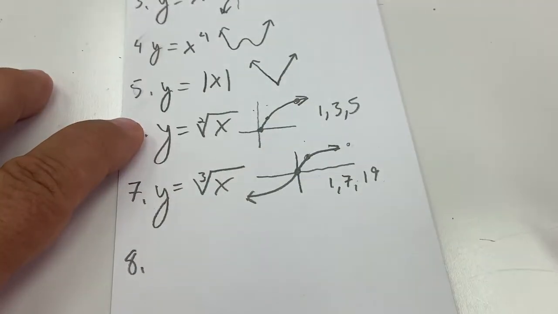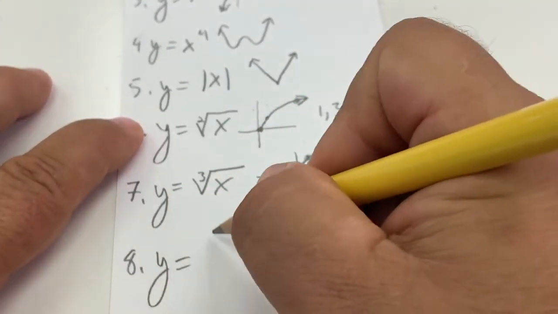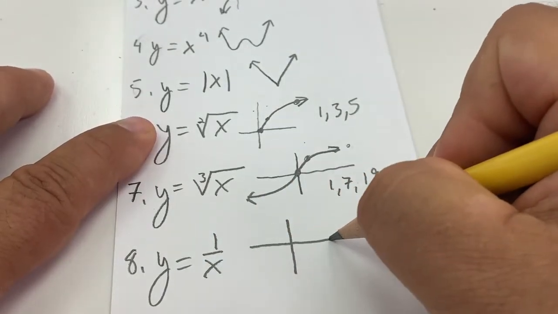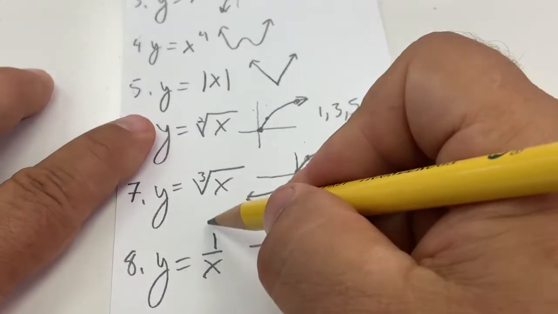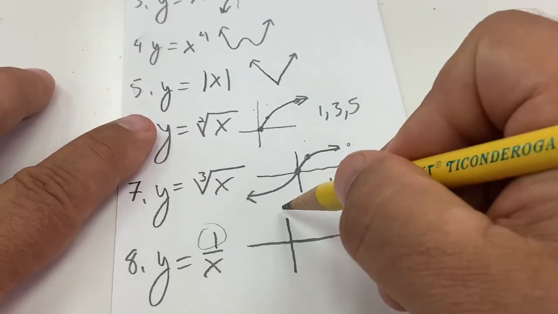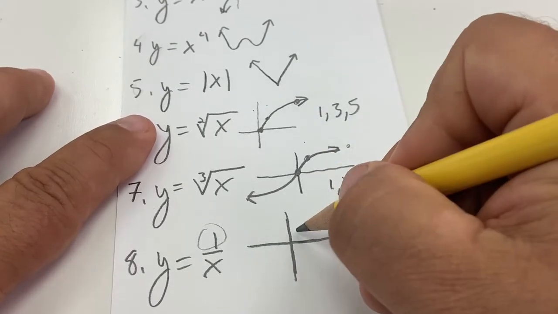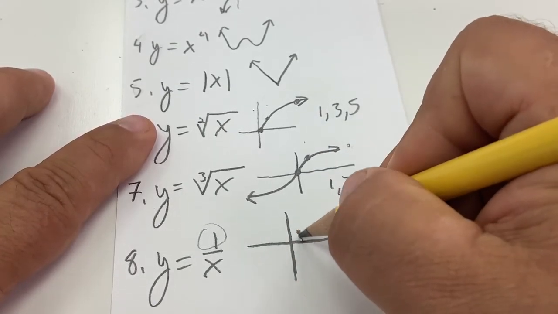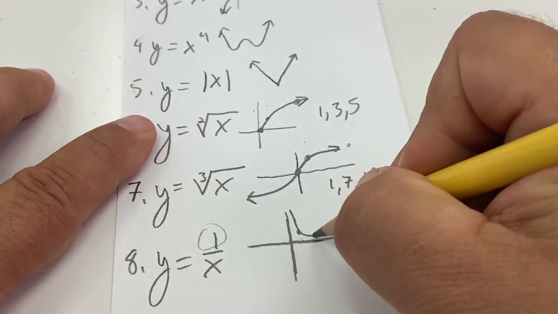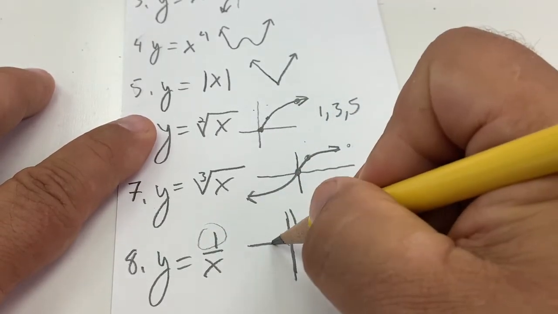8th graph, y equals 1 over x. If I have an xy axis, this graph, this is my knee. It means I'm going to have an asymptote here horizontally, asymptote here vertically. I start at 1, 1. I go right 1, up 1. I pop a dot. That's where I get the 1, 1 from. And it's going to look like this. Then I go left 1, down 1.